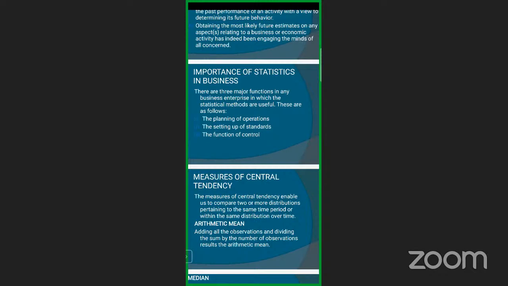So averagely, that means overall, combinedly 80%, which expresses the total data. That one percentage or one number which gives the complete information about the data is the measure of central tendency. The measures of central tendency enable us to compare two or more distributions pertaining to the same period, or within the same distribution over time.